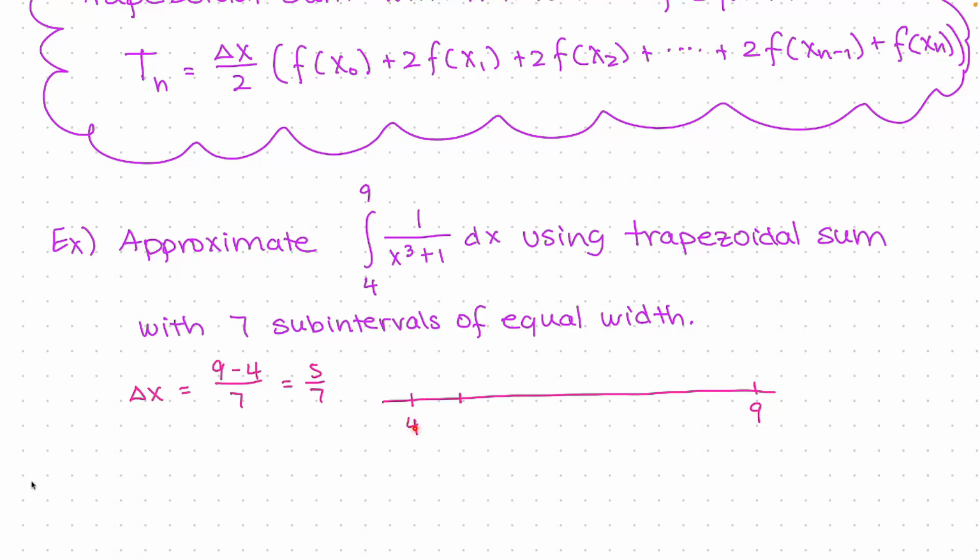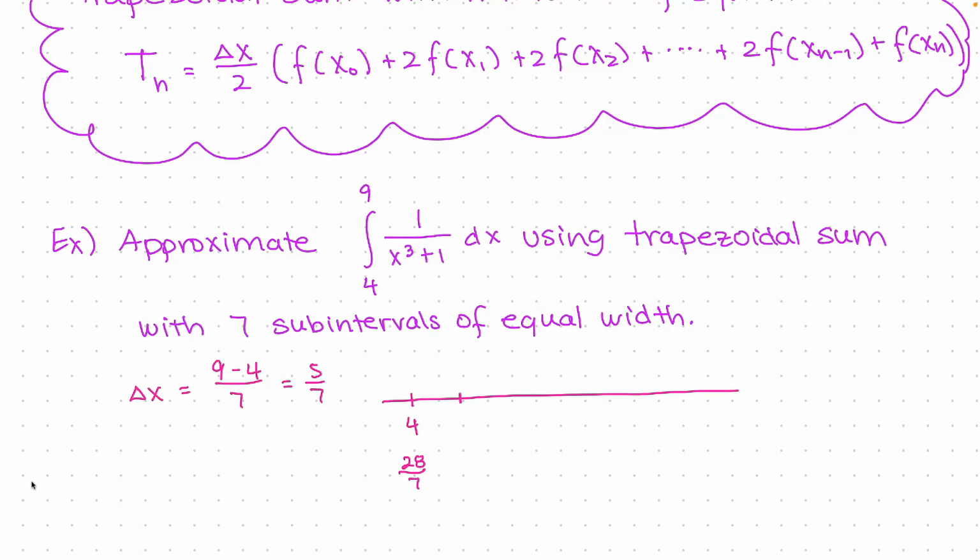We're going to start at 4, and we're going to go up by delta x 7 times until we get to 9. So I'm going to have to take 4 and add 5/7 to it. And that will get my next value. And then I'm going to add another 5/7, and another 5/7, and I'll keep adding 5/7 until I get to 9, and that should give me 7 subintervals. I'm going to make life a little easier. Let's just get a common denominator right now. So 4 is the same thing as 28/7. And then from there, I'm just going to keep adding 5/7 to it.